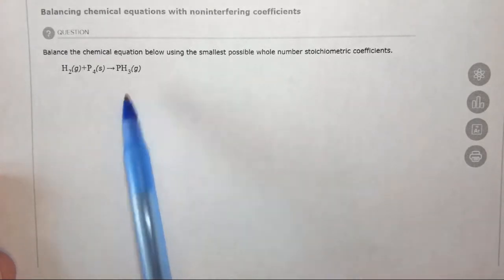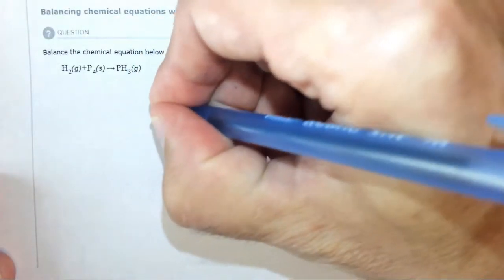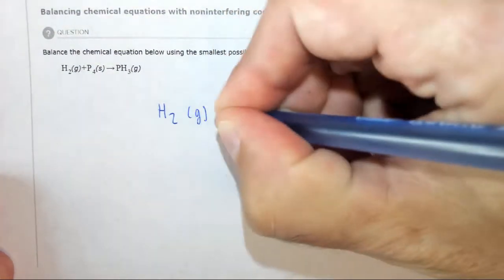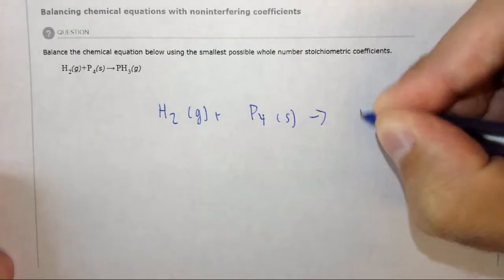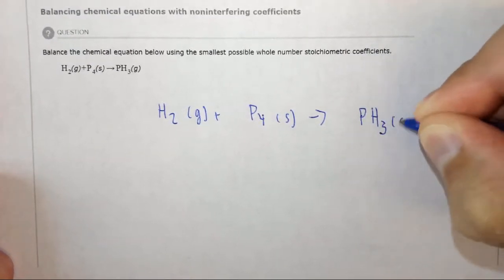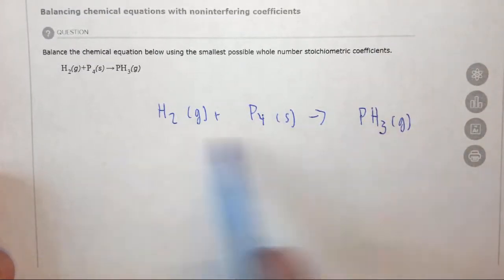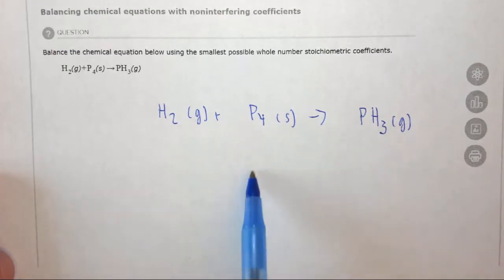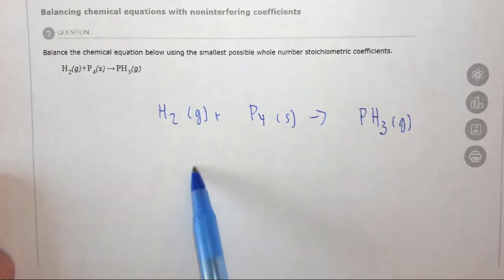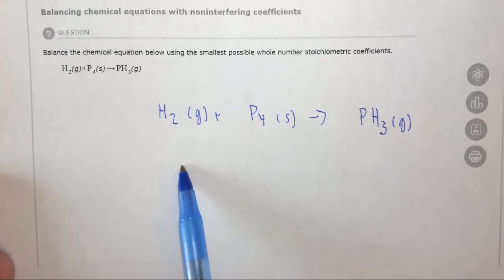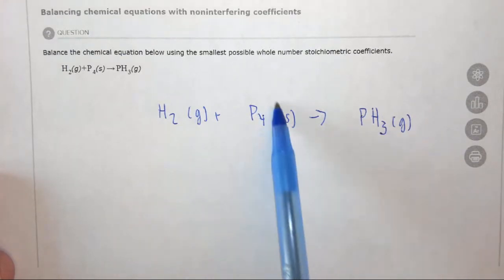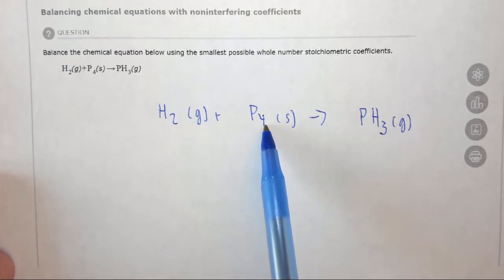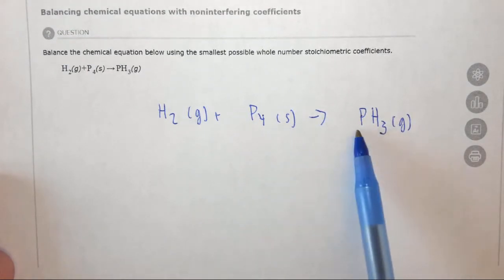So the first thing I'm going to do is rewrite the equation: H2 gas plus P4 solid yields PH3 gas. And I'm just going to write it with a little bit more room, so I have room to write in the stoichiometric coefficients. Now, balancing chemical equations is a guess and check methodology. So when I look at the reactants, I notice that I have 4 phosphorus atoms. And I notice that on my product side, I only have 1 phosphorus.